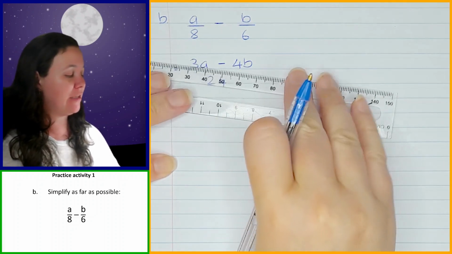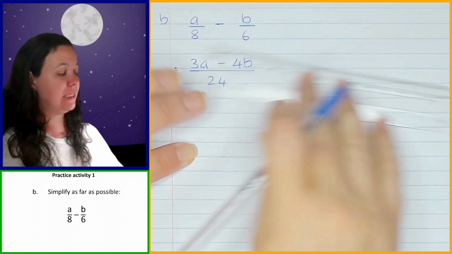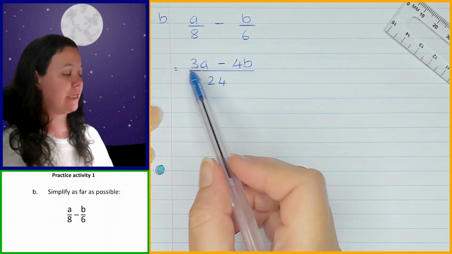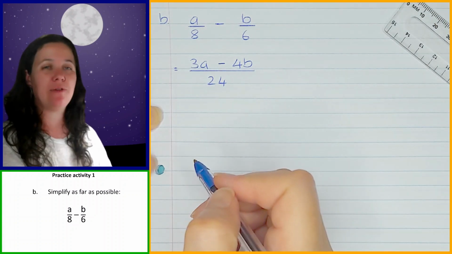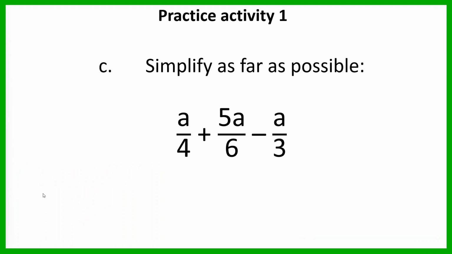Okay, so in this case over here, I'm skipping out the step of putting in the brackets because it's just a single term at the top and it's a very simple multiplication like that. So I get 3a minus 4b over 24. Okay, let's go on to question C. In question C, we've got a over 4 plus 5a over 6 minus a over 3. I'm going to give you 1 minute to do this question.